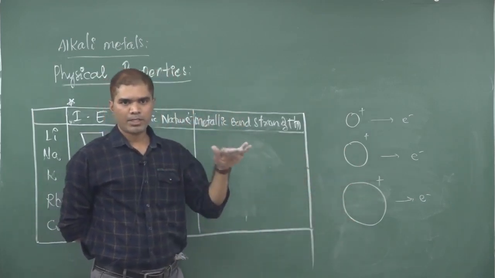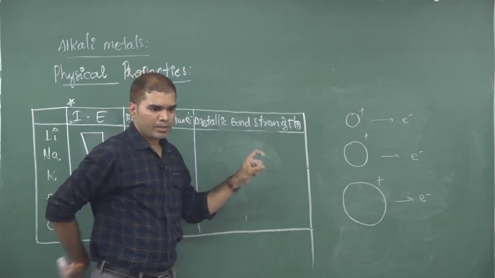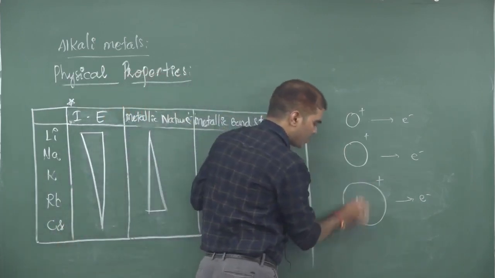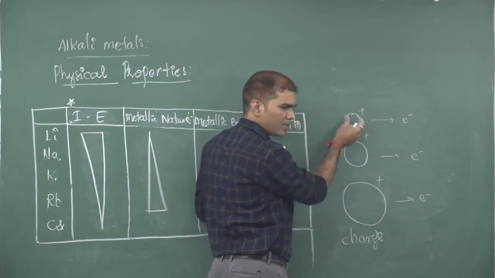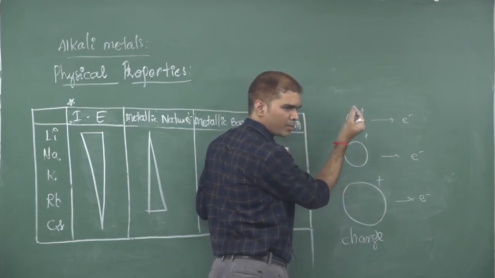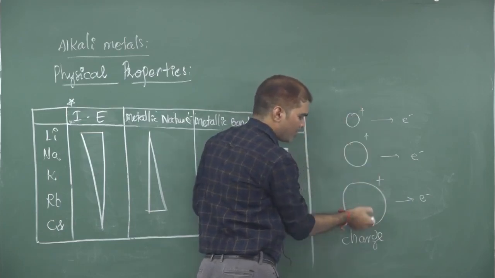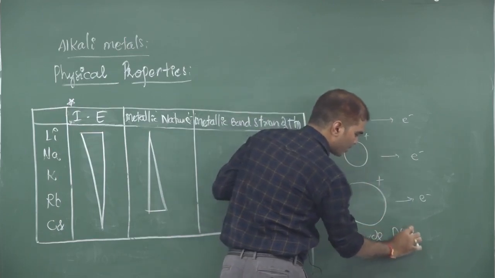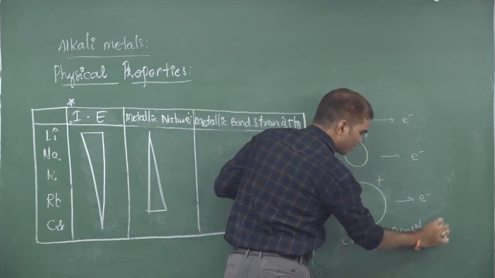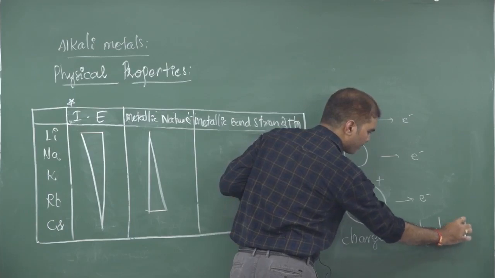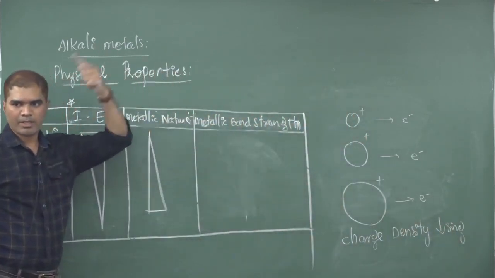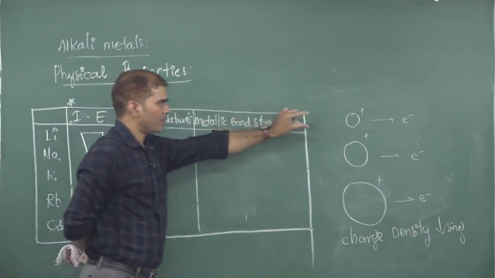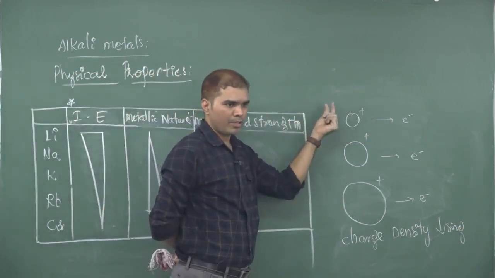What is happening to the charge distribution? The overall charge density is decreasing. Yes or no? Here the charge density is more. On a smaller size there is one positive charge. But as I come down the group, what is happening to the density? Charge density is decreasing. That same positive charge is distributed over a larger metal. In the first case, same positive charge is distributed over a smaller metal.